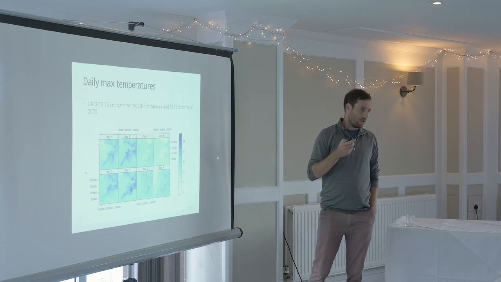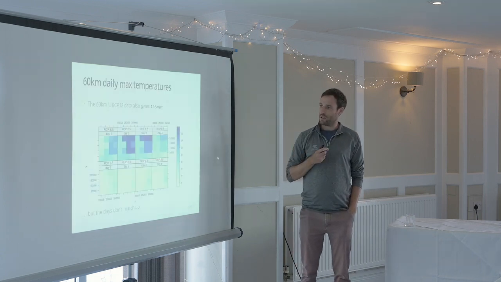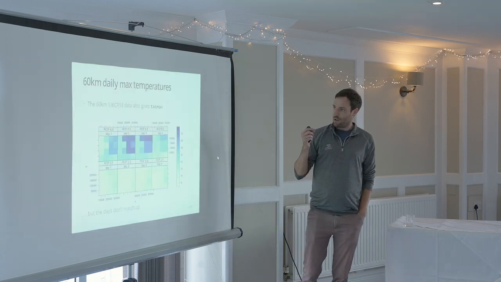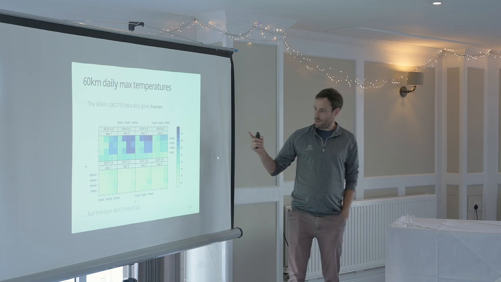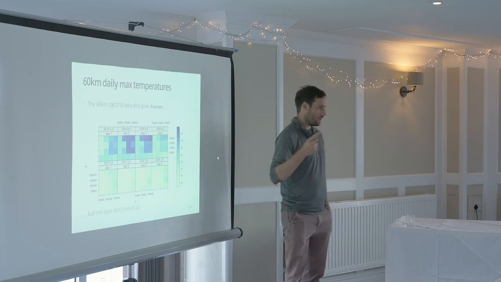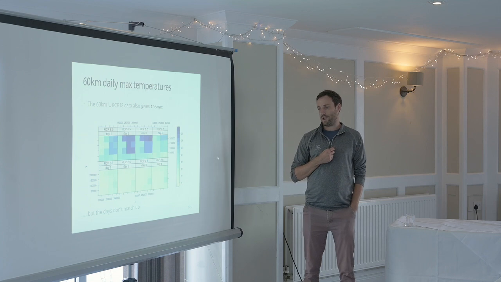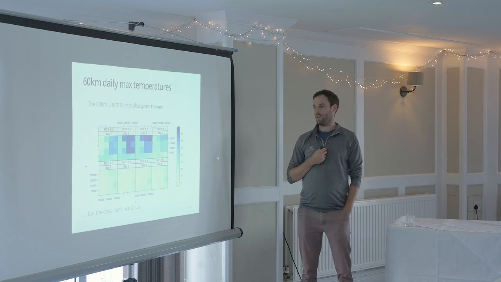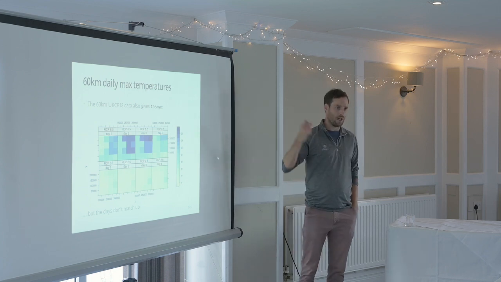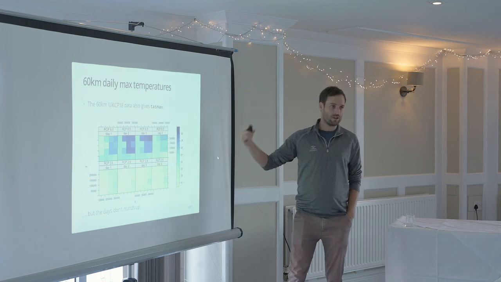What we can also get from UKCP18 is 60 kilometer data for RCP 8.5, but also for RCP 2.6. And so therefore, 2 RCPs is better than 1. So this is sort of giving us a bit of spread in what might happen in the future. But now we're only at 60 kilometers.